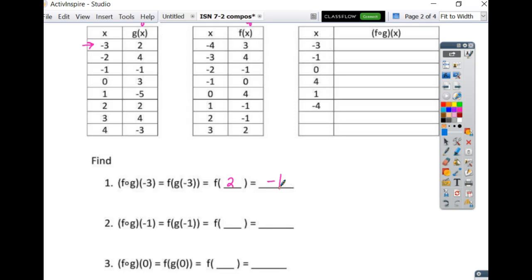So right here, g of negative 1. So I'm starting on the g table. And this is my input, negative 1. What's the output? So then f of negative 1 is 0.